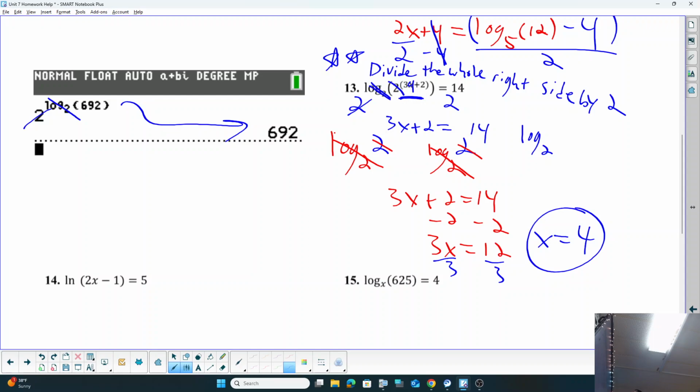Okay, so log base 2 undoes base 2. 2 to the 3 times 4 power plus 2 equals 14. Those cancel out. 3 times 4 is 12, and 12 plus 2 is 14. It works.